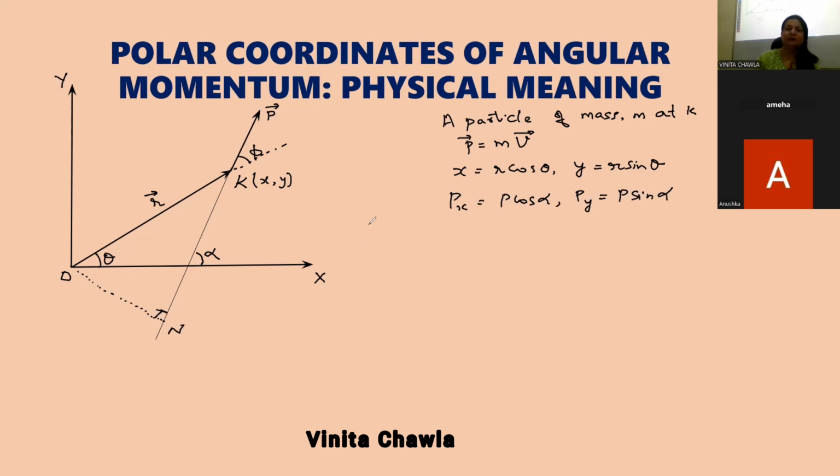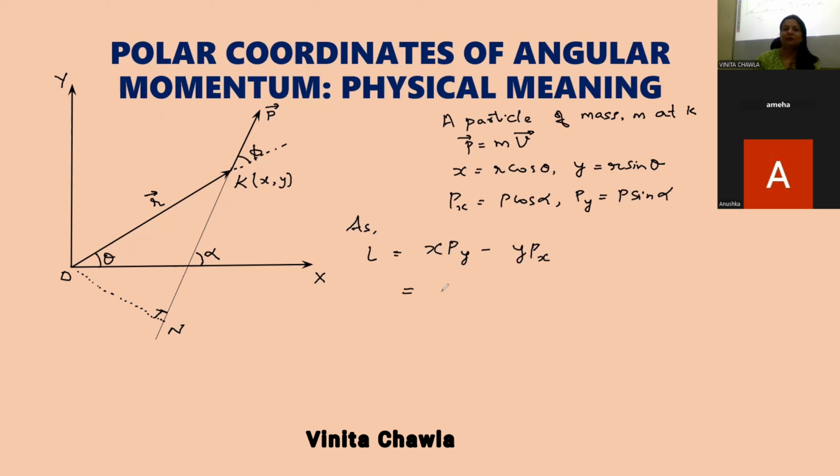Now, because we know angular momentum, we can write it as follows. See, this particle is rotating in the xy plane. So what is the direction of angular momentum for a particle which is rotating in the xy plane? Z. So this is Lz. We can write this as x py minus y px.